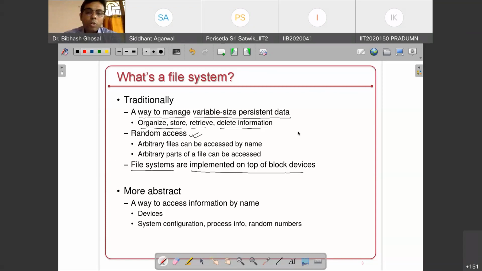It is just a way to access the information. Which information? The information that you have stored on your hard disk by using some names. Some devices you may want to access. We just saw that one mechanism of accessing the device is through some files. Even devices are accessed through files. Or you want to access some information through some system configuration, some process info, or some random numbers. Any mechanism you want to go with, you can.